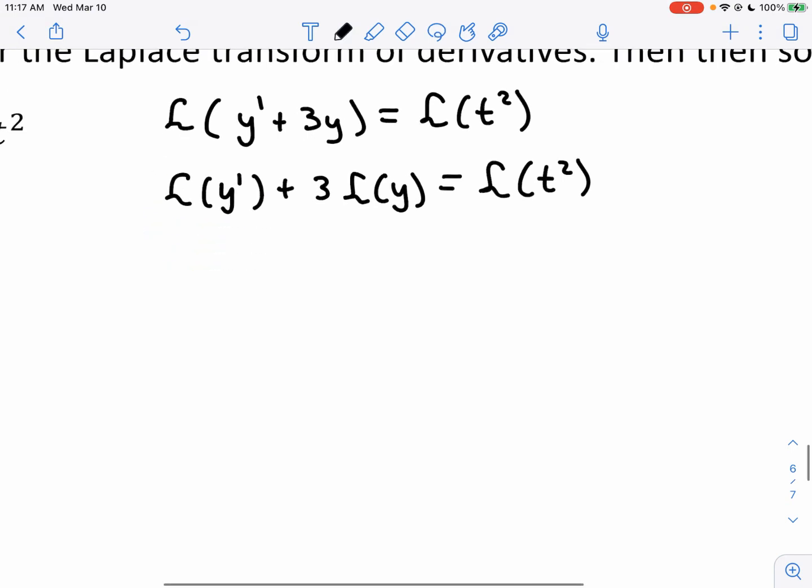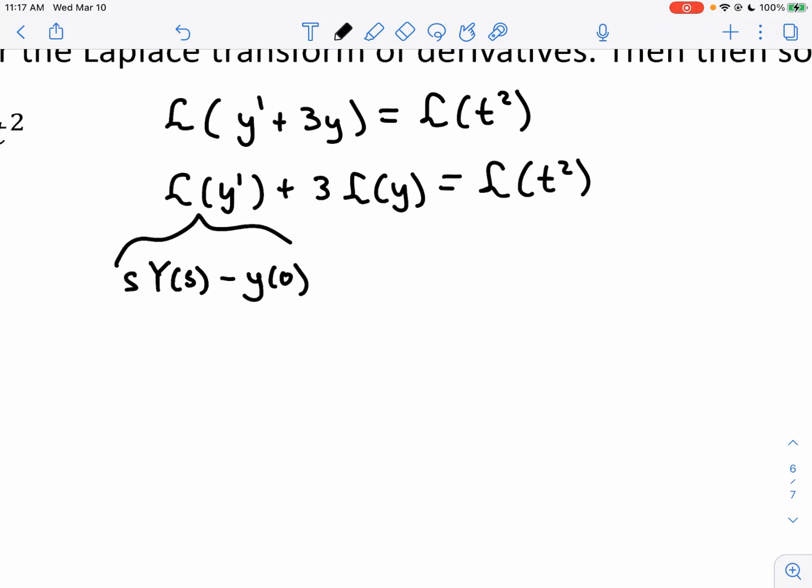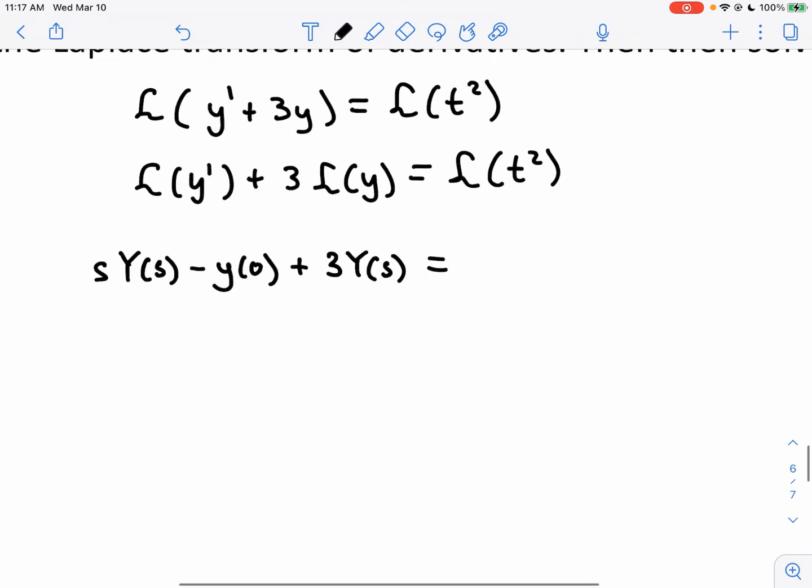That's going to be equal to, the entry in our table is s times the Laplace transform of y, which I'm going to call capital Y of s, and then minus y of 0, little y of 0. All of that comes from this part of our statement using our table, plus 3 times the Laplace transform of y, which we're just going to write as capital Y of s, equals, and now the Laplace transform of t squared.